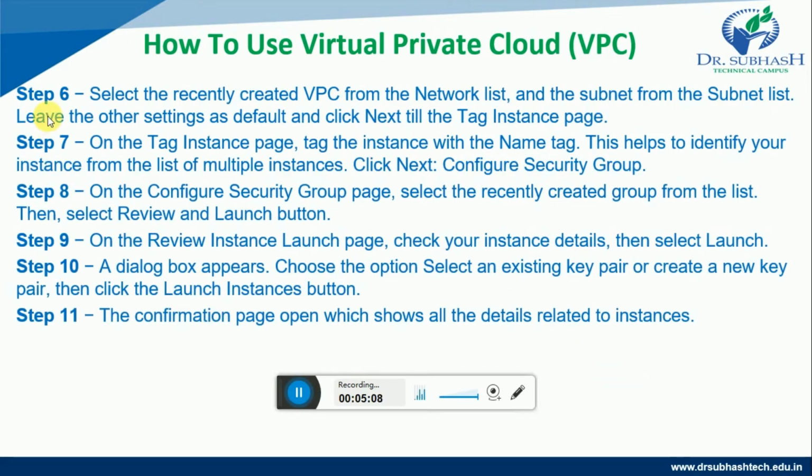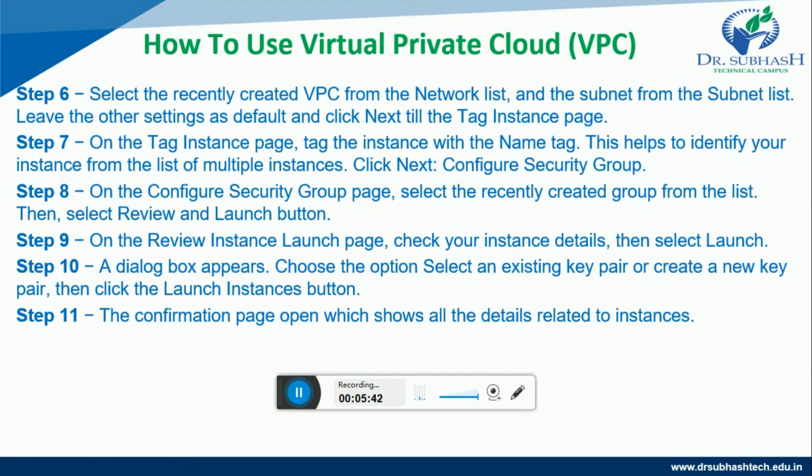After that, in step 6, select the recently created VPC from the network list and the subnet from the subnet list. Leave the other settings as default and click next till the tag instance page. In step 7, on the tag instance page, tag the instance with the name tag. This helps to identify your instance from the list of multiple instances. Then click next and click on configure security groups.